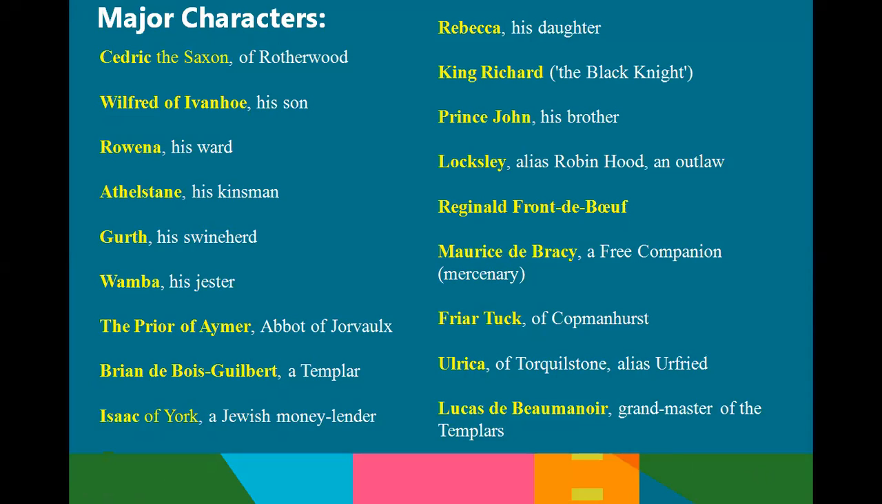Now let's see the major characters of the novel. The very first character is Cedric the Saxon, the Saxon lord of Rotherwood. He is very proud of his Saxon heritage, and he is very passionate about reawakening the Saxon royal line.